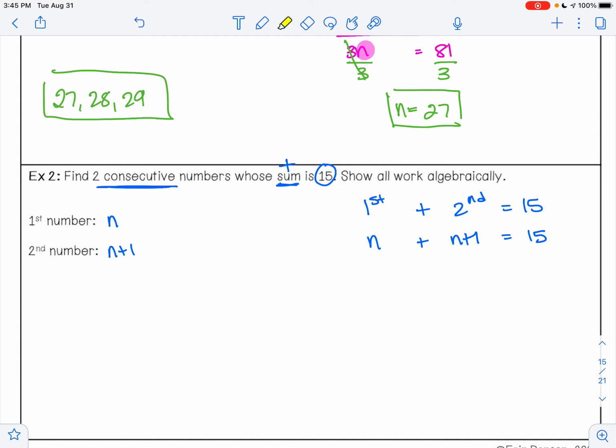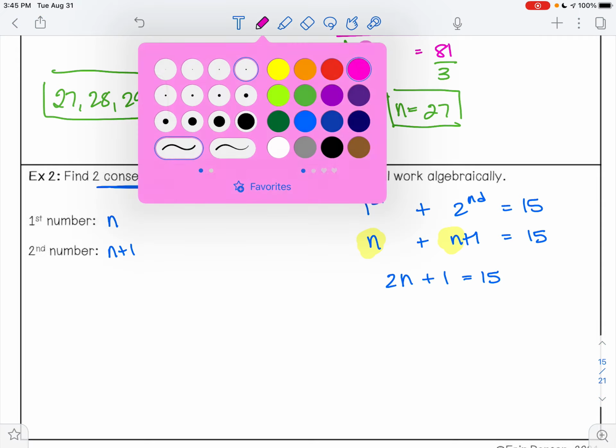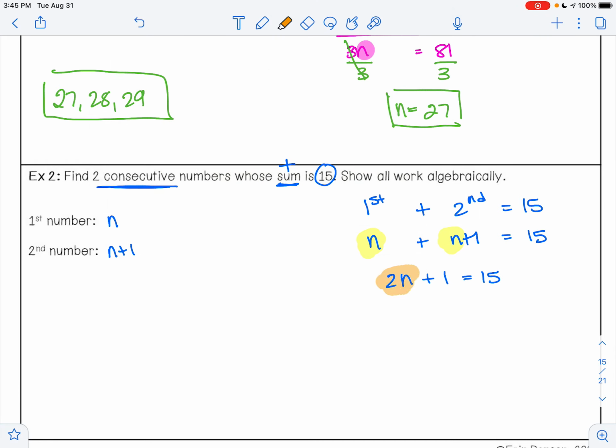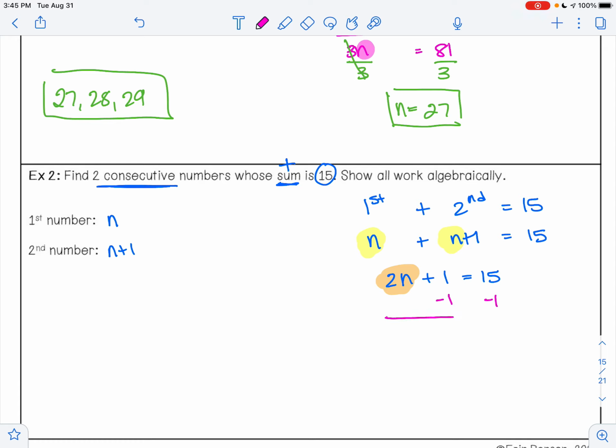My next step is to combine like terms. n plus n is 2n. So I'll have 2n plus 1 equals 15. I want to get 2n by itself. Right now, I'm adding 1 to 2n. To undo addition, I'm going to do subtraction. And I'll have 2n is equal to 14.